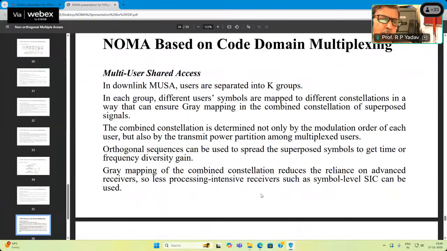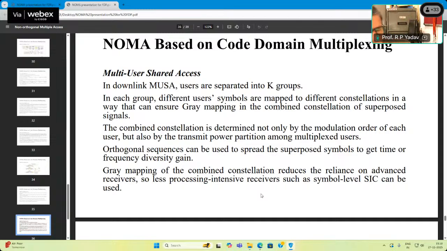Now, the downlink users are separated into K groups. In each group, different user symbols are mapped to different constellations that can ensure Gray mapping of the combined constellation. The combined constellation is determined not only by the modulation order of each user but also by the transmit power partition among multiplexed users. Orthogonal sequences can be used to spread the superposed symbols to get time and frequency diversity gain. Now, the Gray mapping, all of you know about.